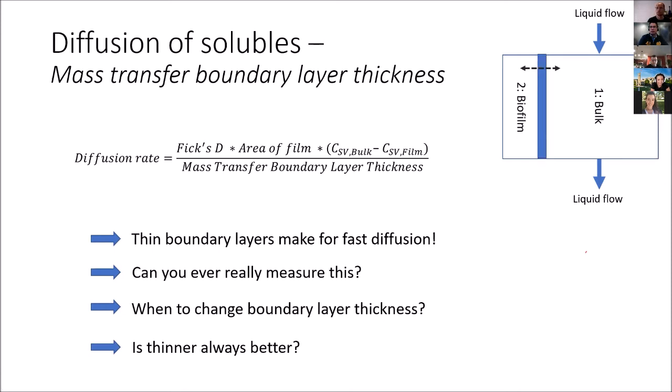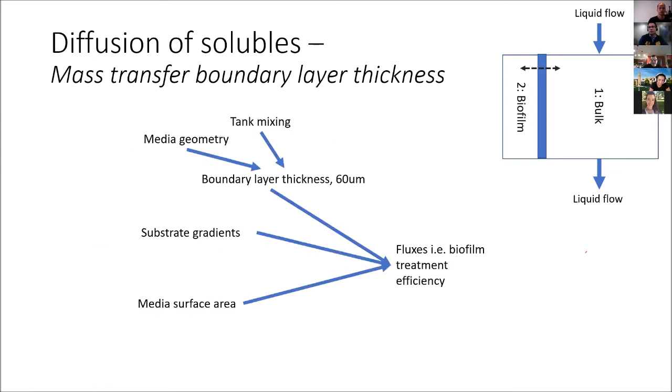So schematically, there's where we would find our so-called boundary layer thickness. In case anyone was confused by that, that's kind of what we're talking about. So how does it work then when we're calibrating these models? Ultimately, what we're interested in is treatment efficiency or fluxes. What contributes to that is media surface area, substrate gradients, but then boundary layer thickness. Here we have it. And what impacts boundary layer thickness? Well, probably more than one factor, which is kind of what I was getting into.